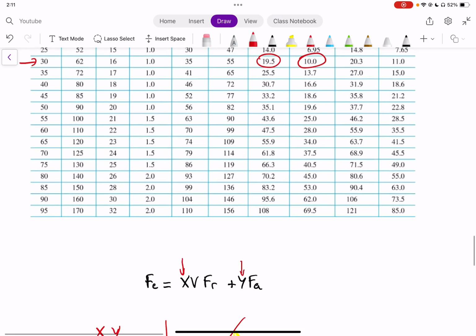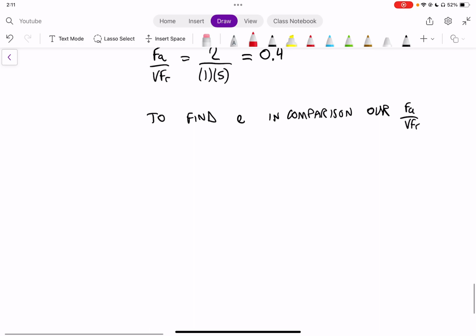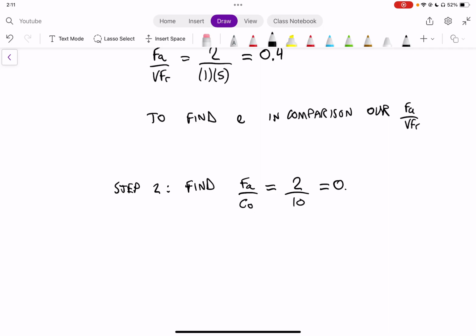Now we can find FA over C0. Let's compare our FA over VFR to E, and in order to find E, we need step 2: find your FA over C0. Your FA over C0 is 2 kilonewtons divided by 10 kilonewtons. So we get a value of 0.2.